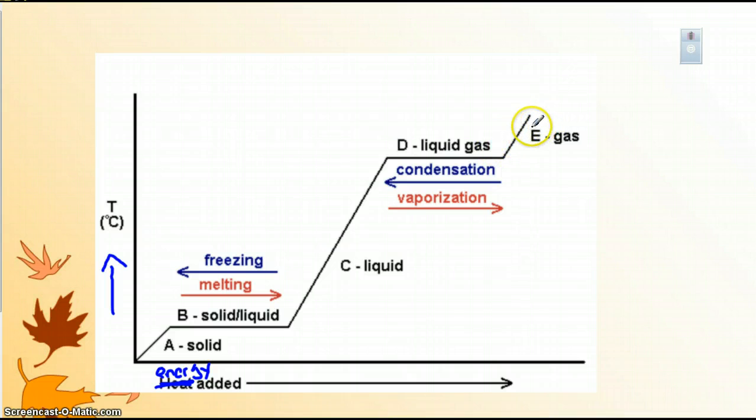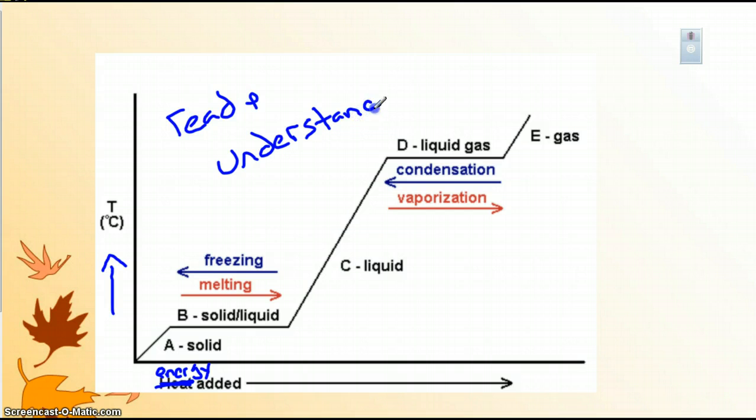And the reverse is true also. With less energy, that gas becomes a liquid. It condenses. We learned about that last year in the water cycle. And with less energy and less temperature, that liquid freezes and becomes a solid. So that's how this chart works. Be able to read and understand this chart. If you have questions about this, ask that for your last question.